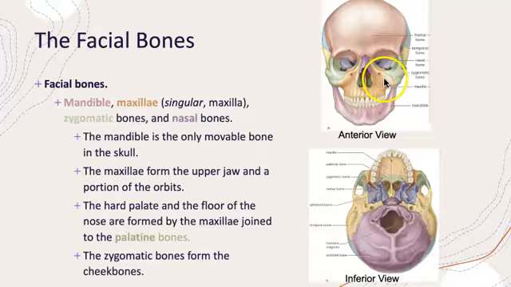Then we have our hard palate, which we need to turn to this inferior view in order to visualize. And this hard palate is made up of the maxilla as far as the anterior 2/3 of the hard palate. And the posterior 1/3 is made up of the palatine bone pictured in green here. And then we have our zygomatic bone, which we saw a few slides ago, makes up your cheeks.